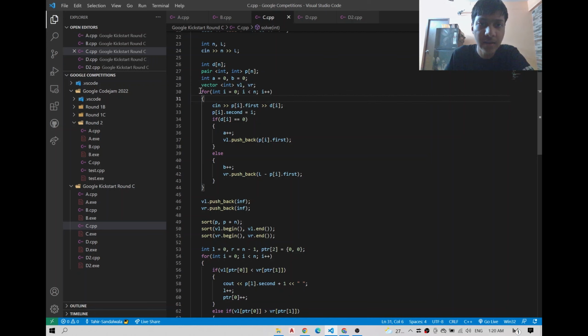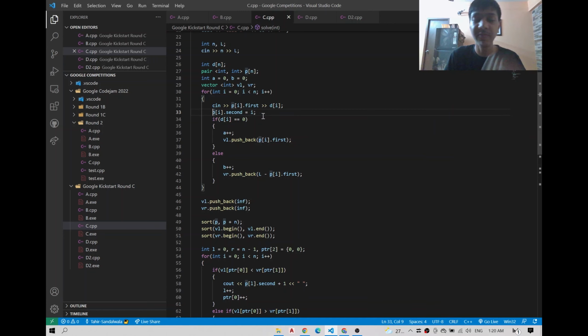Then in this for loop, I scan first the first entry of the pair, which will correspond to the position of the ith ant, and I do pi dot second is equal to i, because that will store the index of that ant, and we have to print the sequence of indices.